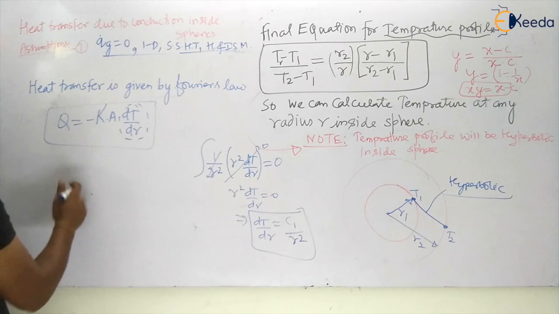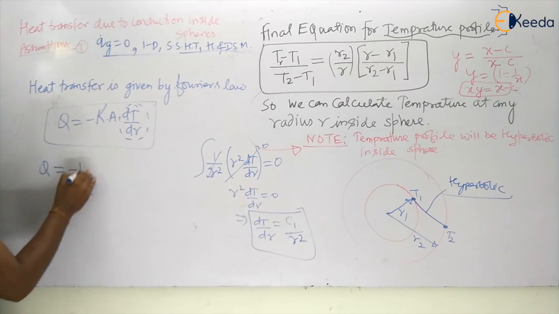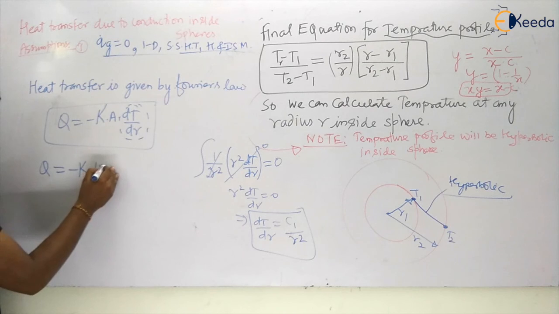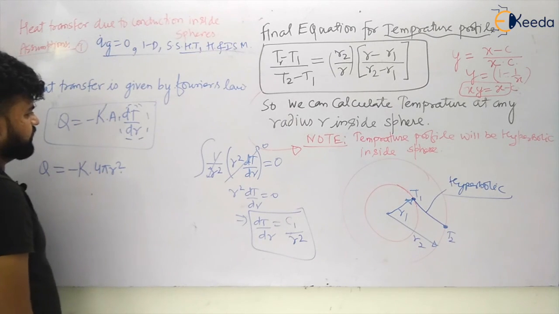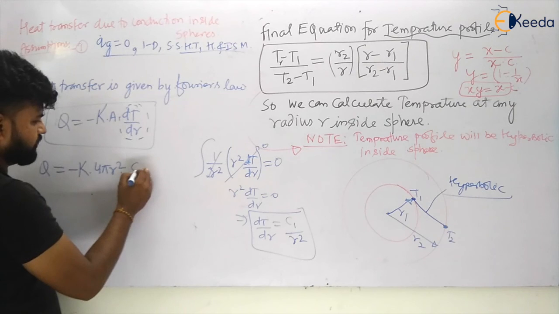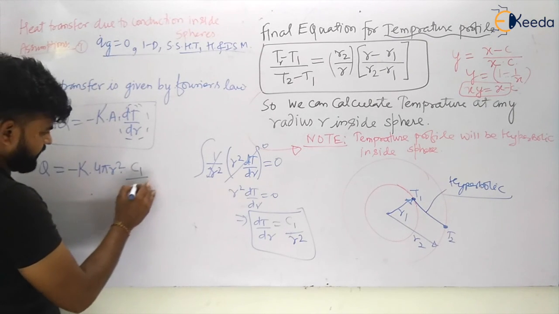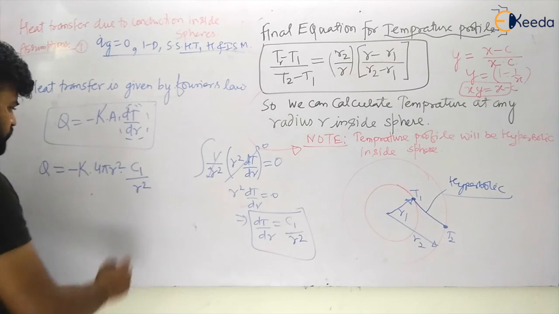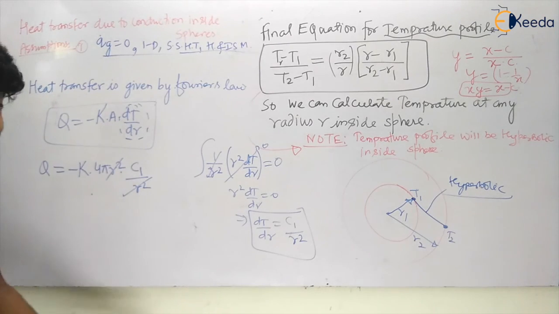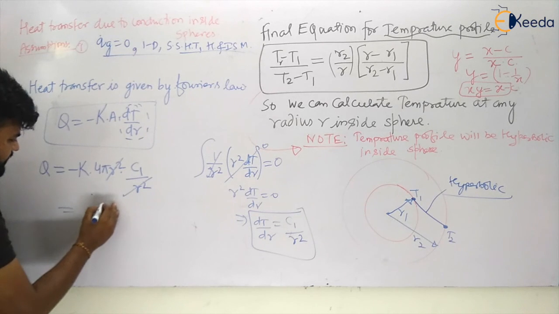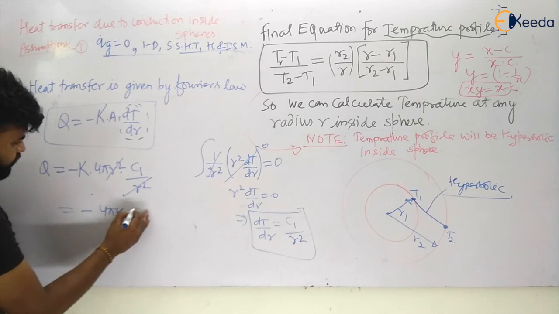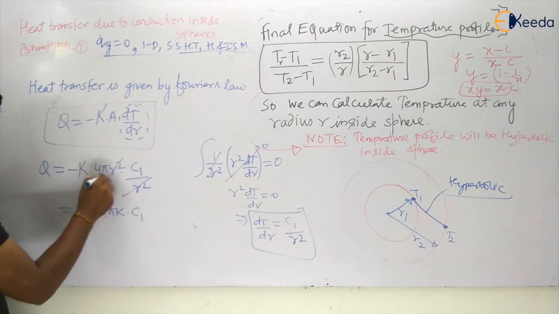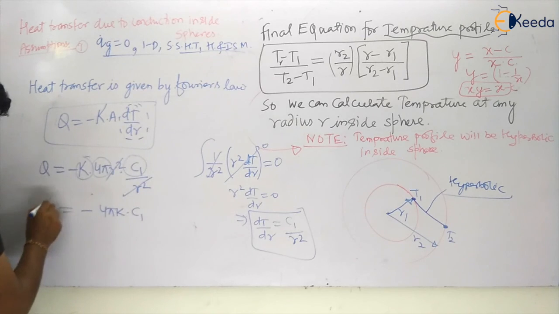So putting the value of this, what will I have? Let us see. So Q is equal to minus kappa into area. What is the area for this? 4 pi R square multiplied by dT by dr, which is equal to nothing but, it is minus? No, it is plus C1 by R square. Okay. So similarly, R square will cancel, no problem. So this will become minus K, or we can directly say minus of 4 pi K into C1. So this is your Q.